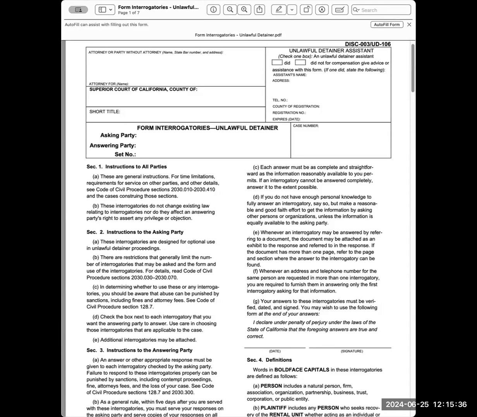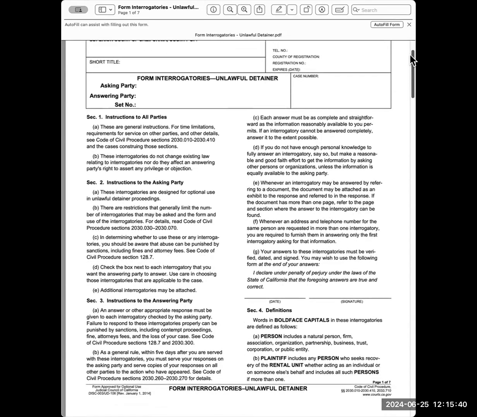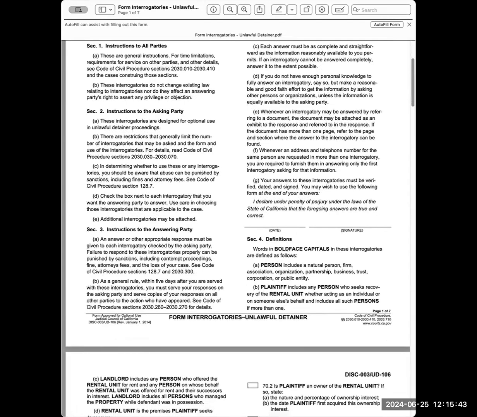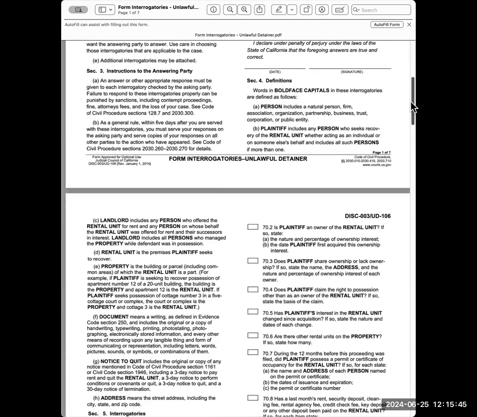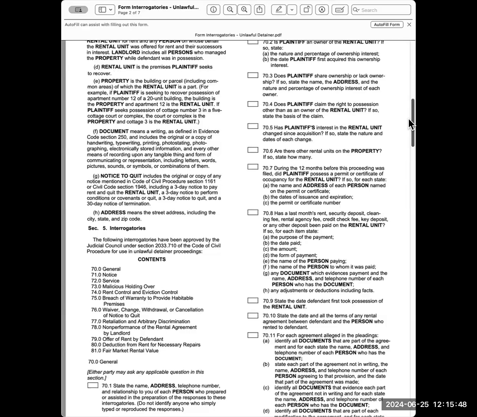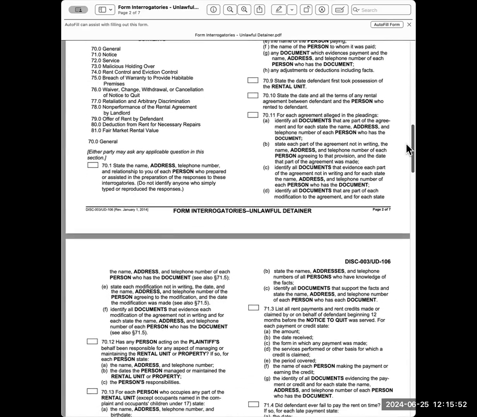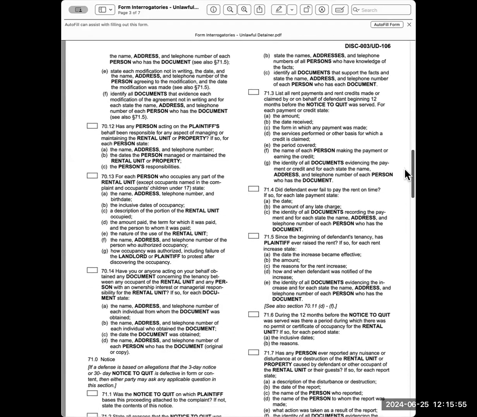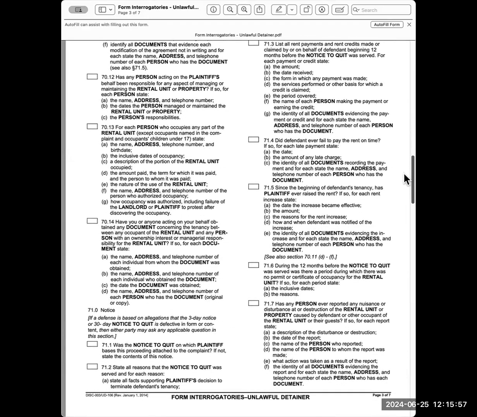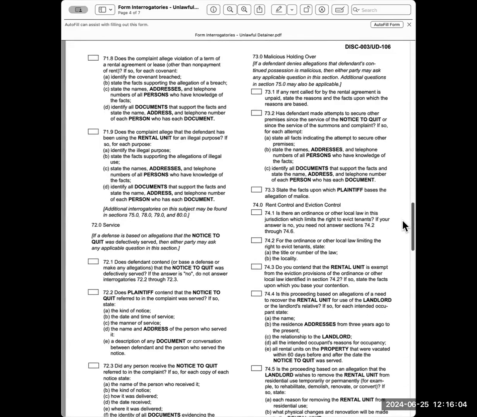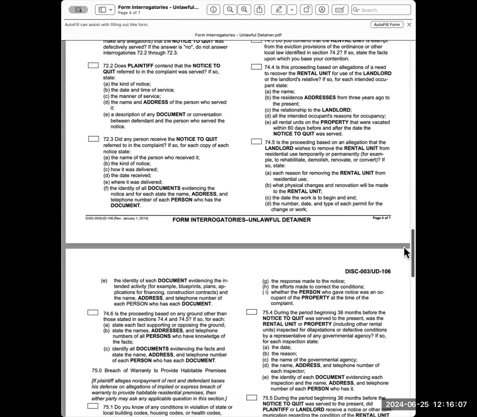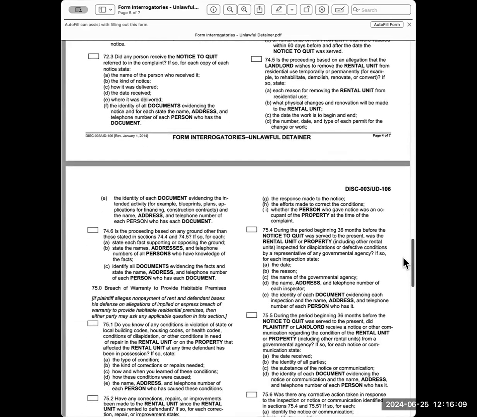I have on the screen what the form interrogatories unlawful detainer look like when you receive them. Everyone receives the same form interrogatories unlawful detainer document. This is the standard document used for form interrogatories unlawful detainer. These questions are not written by your landlord. They are not written by your landlord's attorney. They are written by the court. They are commonly used in unlawful detainer cases.